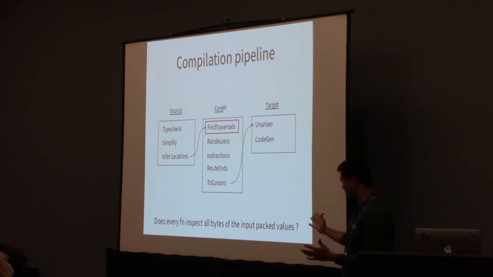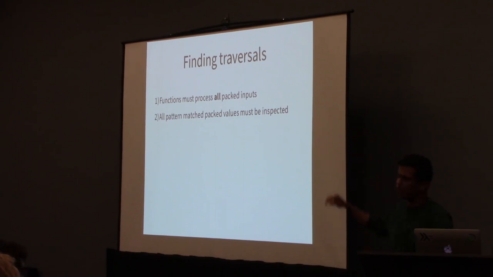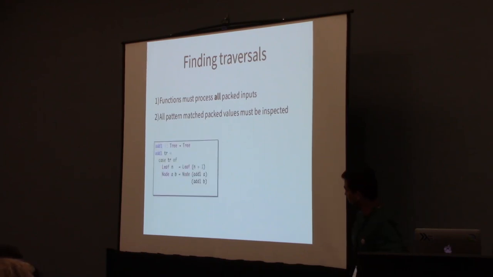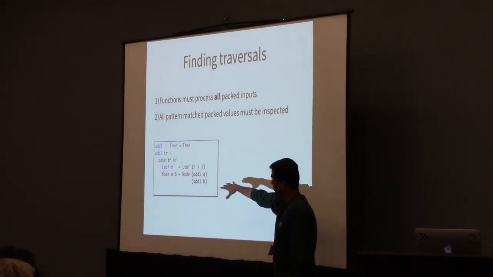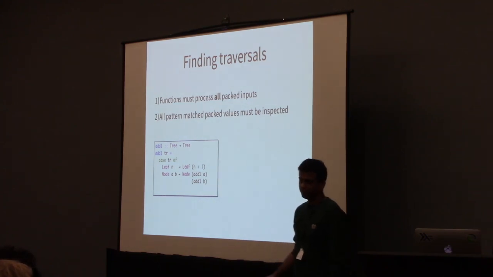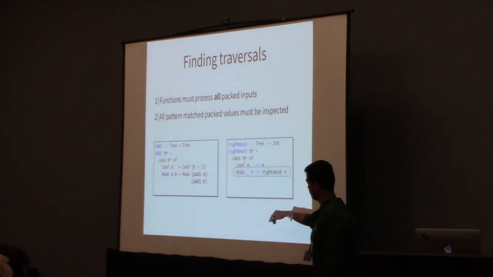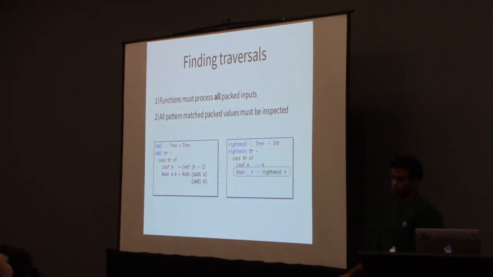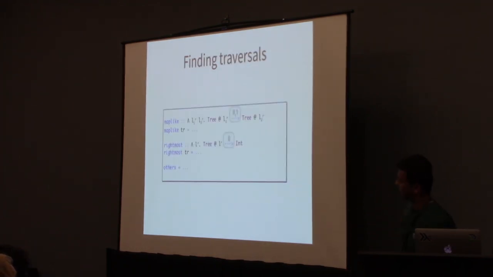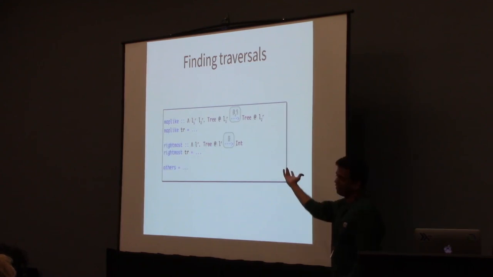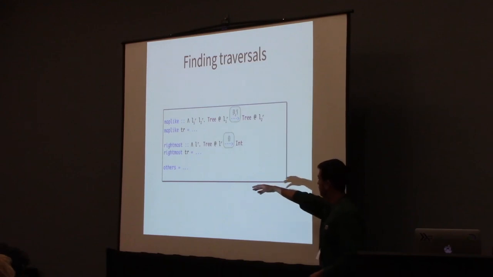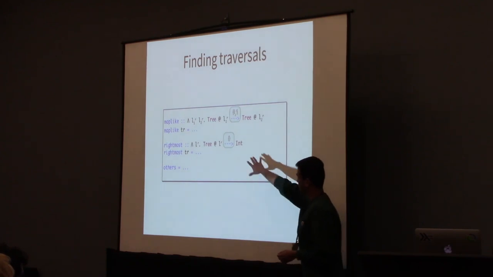To detect what functions might be a problem, we use this thing called find traversals. The basic idea is to know if every function inspects every byte of the packed tree that it got, which translates to asking whether it processes all the packed inputs it got, and whether the pattern match values are used or not. The add one example does traverse its input because it's given one tree and it processes that, and both A and B are used in the tree. But rightmost, for example, doesn't, because it ignores the left subtree here. The output of this pass is going to be a function and an annotation on the type. So this says that a map-like function, add one, for example, traverses its input, and rightmost does not. And the idea is to fix functions which do not traverse their inputs.